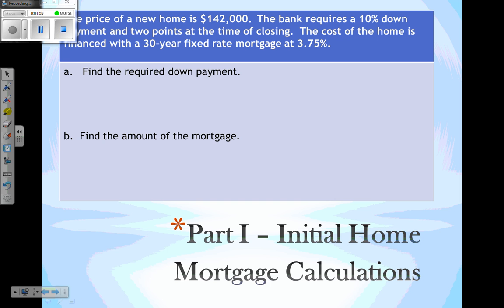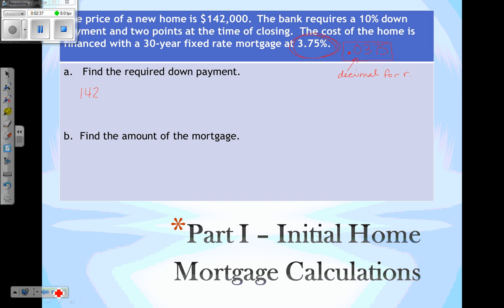Now, here's the problem for this particular example. The price of the new home is $142,000. The bank requires a 10% down payment and 2 points at the time of closing. The cost of the home is financed with a 30-year fixed rate mortgage at 3.75%. Now, the most important thing you need to remember is that whenever they give you 3.75%, it is really 0.0375. That is going to be the decimal that you use for the rate later on.